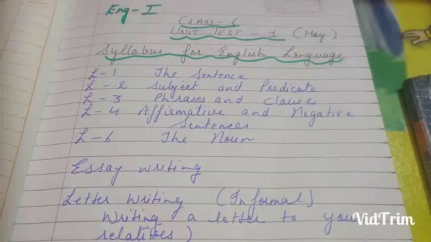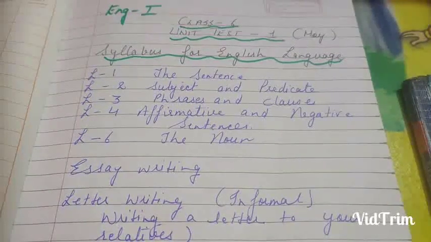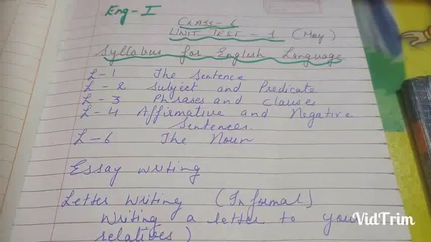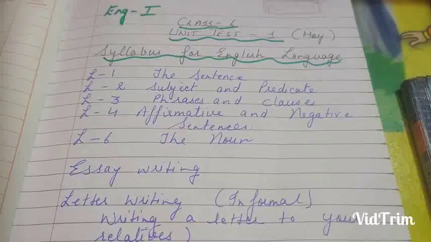Lesson 6, the noun. Then you have essay writing and letter writing. Letter writing is in informal form, writing a letter to your relatives. Grammar study from reader book, language practice from novel book and workbook will be included.